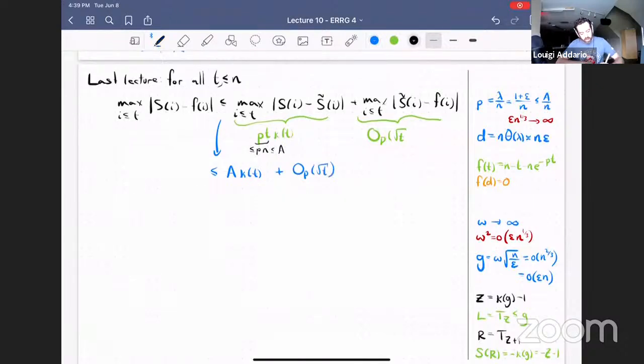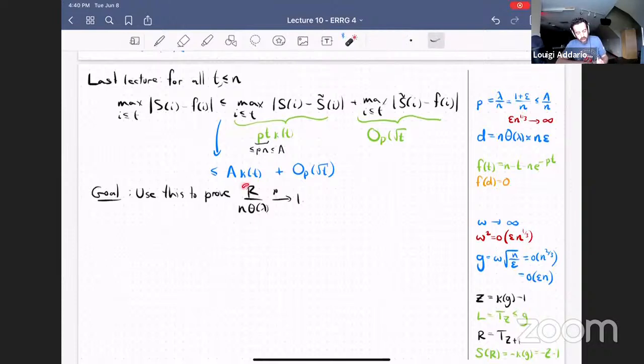Okay, and so our goal is to use this to prove that R divided by n theta lambda converges in probability to 1. Right, and so proving that R over n theta lambda converges to 1 also yields R minus L over n theta lambda converges to 1, because L is bounded by g, which is a lower order term. Okay, is everyone comfortable with that story?